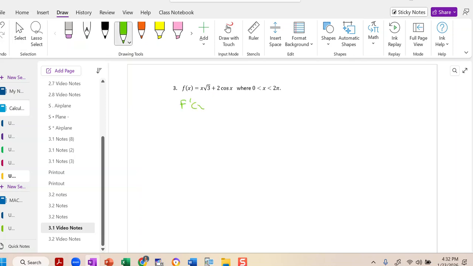So when we take the derivative here, it's the square root of 3. And then the derivative of cosine is sine, so it's plus 2 sine x. All right, now we have to set the derivative equal to 0. So you get negative square root of 3 equals 2 sine x. Negative square root of 3 over 2 equals sine x.